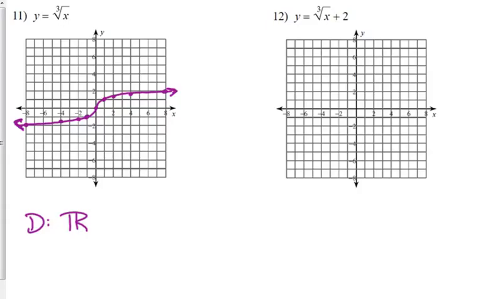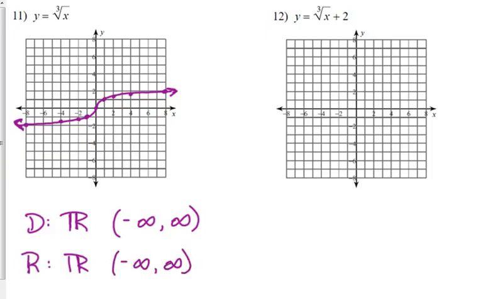So that means our domain is all real numbers, okay? You can plug in any x value and you will get a y value answer. So you can write it using the all real numbers symbol. It's like an R with an extra back on it. Or in interval notation, you put negative infinity to infinity in a set of parentheses. The range is also all real numbers.